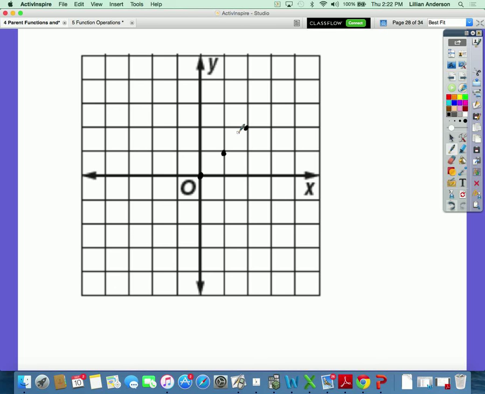Absolute. We've done this enough times, I feel. Parent function: 1, 1, 2, 2, 3, 3, 4, 4. Please again, make sure your V's look like V's and your U's look like U's. That was it, right? Yeah. What did that negative mean? I flip it over my x.